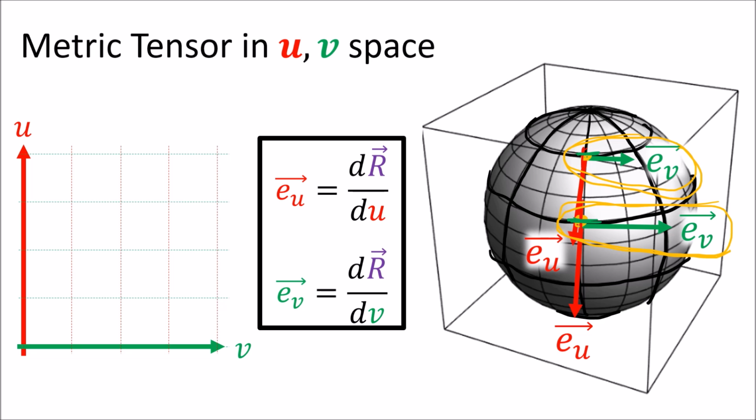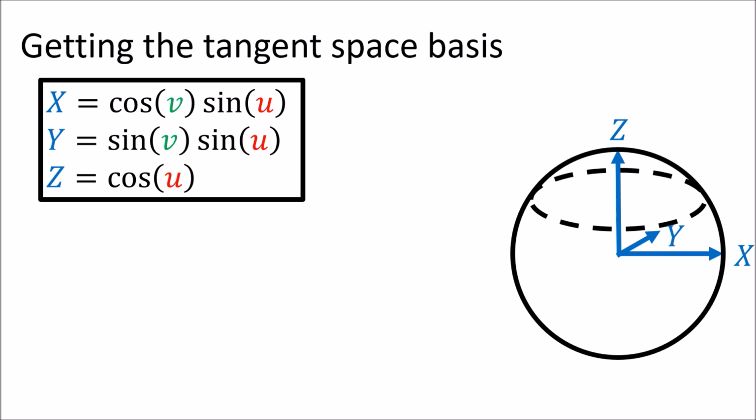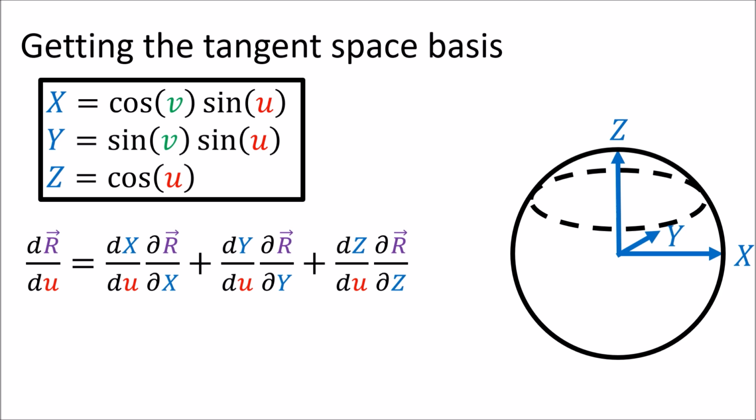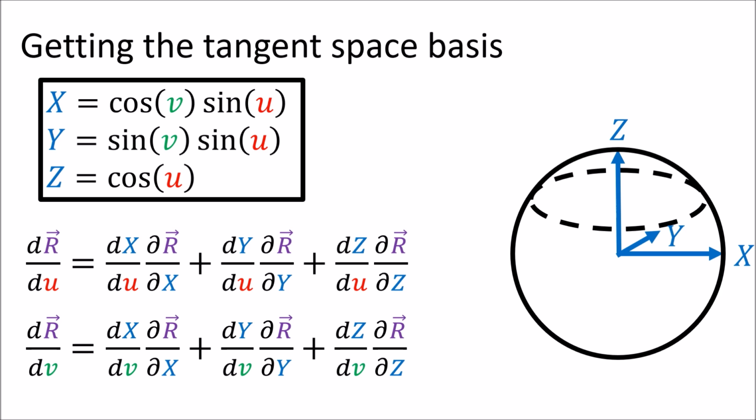So let's compute the components of this metric tensor for the sphere. So recall that these are the equations that map the UV coordinates into 3D space for the sphere, which has radius 1. Now we can expand these tangent vectors dr by du and dr by dv in terms of the 3D Cartesian variables x, y, z using the multivariable chain rule like this.